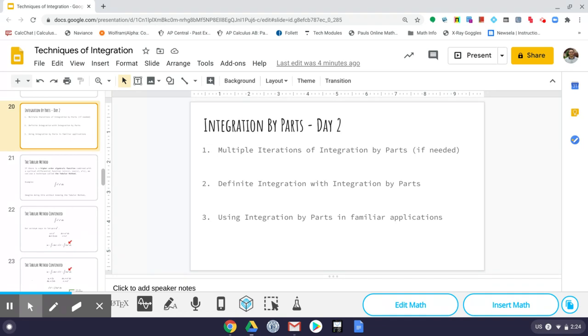And finally, the third thing, which is actually going to be in the form of a try on your own problem, we're going to use integration by parts in a familiar application, which is definitely going to be one of the ones that I shared in the first video for day 1. Okay, let's jump into it.